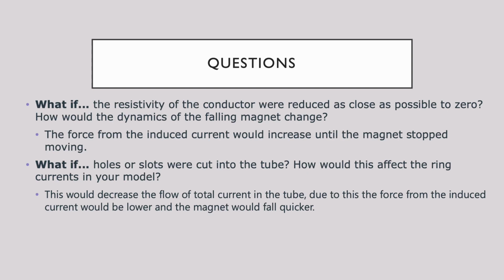If the resistivity of the conductor were reduced as close as possible to zero, the force from the induced current from the magnet falling would increase until the magnet stopped moving. If the tube had holes or slots cut into it, this would decrease the flow of total current in the tube, and due to this, the force from the induced current would be lower and the magnet would fall quicker.